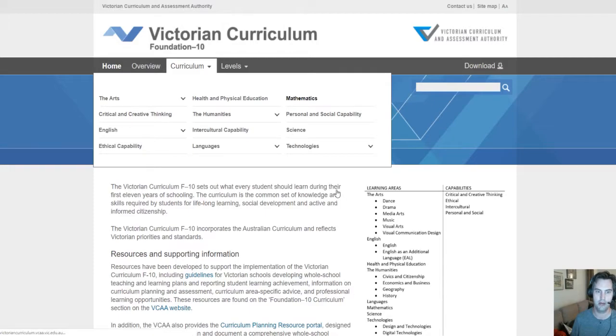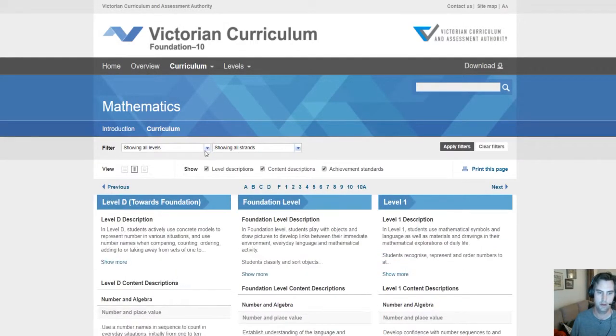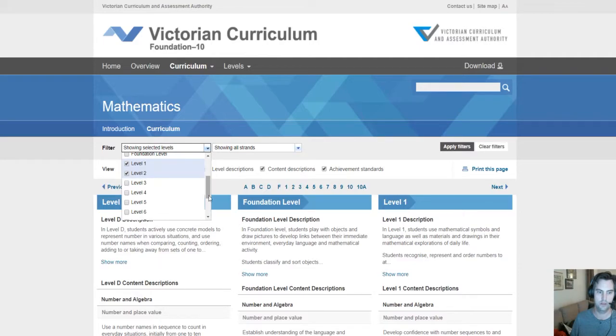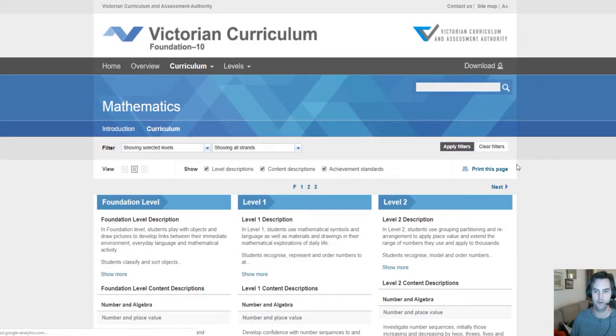From here I go to mathematics curriculum, click from there. And here you can filter it. So if your child is in year 1, they are working towards level 1. If they're in year 2, they're working towards level 2. And as I'm checking this for my planning reasons, I usually just check both of those because we have some kids that are still at foundation level. We have some kids that are a bit higher too. So it's just good to keep a little eye on what the learning outcomes for those children are.